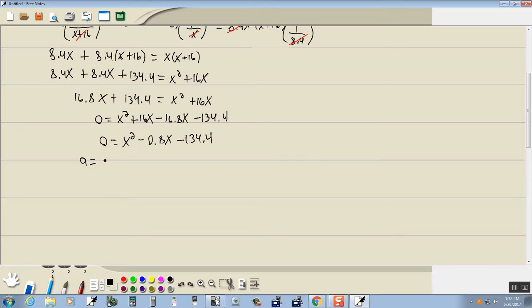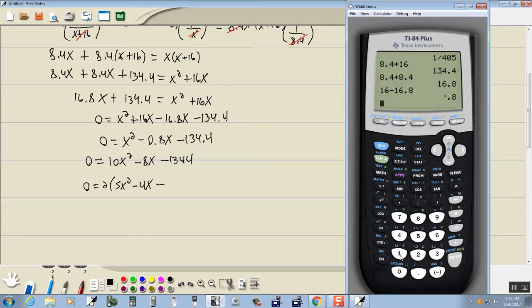Let me try to remember if we've covered the quadratic formula. Let me do it both ways, or at least talk about this. I'd multiply everything by 10, so that'd give me 10x squared. When I multiply a decimal by 10, it moves the decimal place one place to the right. So that's minus 8x minus 1344. Now I can factor out a 2, and that gives me 5x squared minus 4x minus 672.